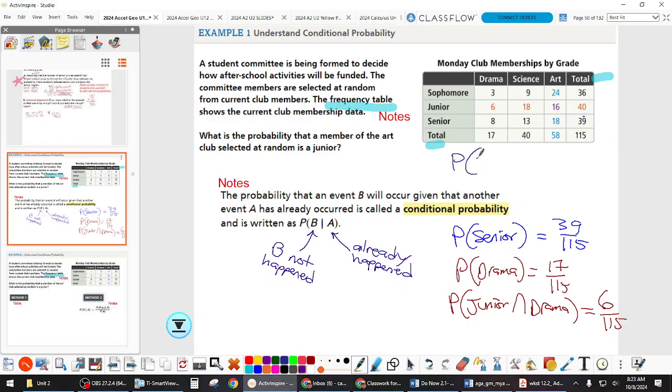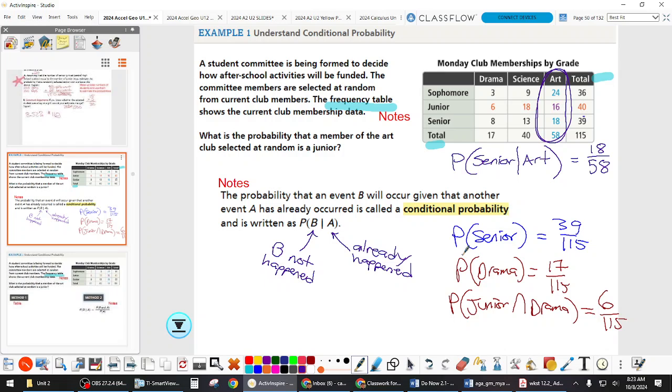So let's just pick one. What's the probability of being a senior given that I'm in the art club? So again, the second description, the second event already happened, which means I need to look there first. So I know that this student is in the art club, which means I am only looking at the art club column. What's the probability of being a senior if I know that they're in the art club? 18 out of 58. Okay? Because I'm only looking at art club students. So it's just that group.